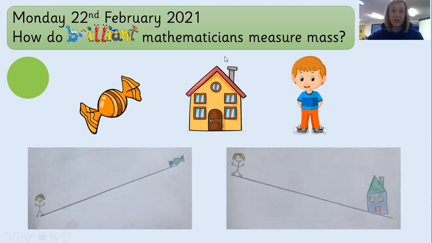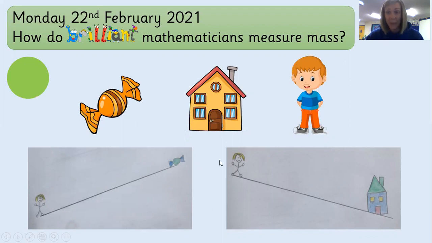So I picked 2 objects. I've picked myself down here. I've drawn me as the person, and I've drawn a sweet. And I can tell you that the sweet is lighter than me. So I am heavier than the sweets. So that's why I've drawn my balance scale with me on the floor and the sweets high up in the air.